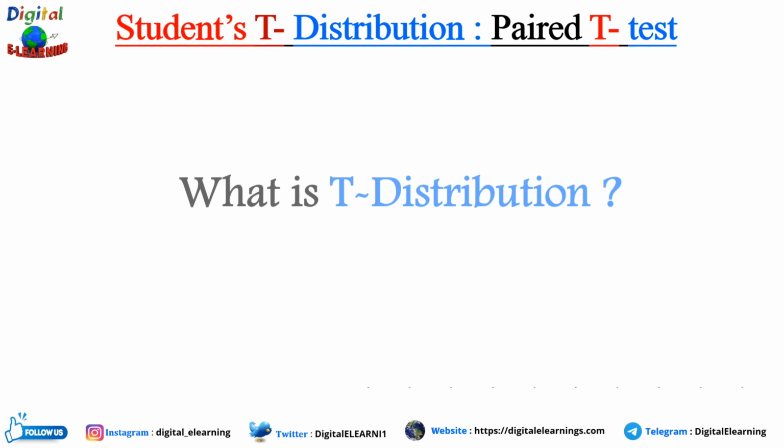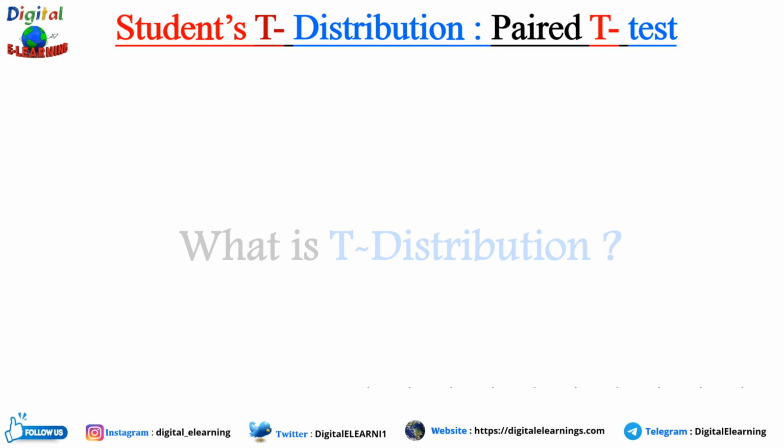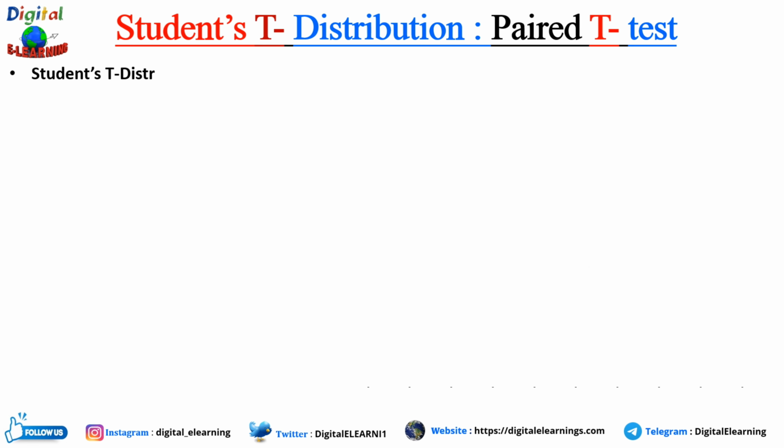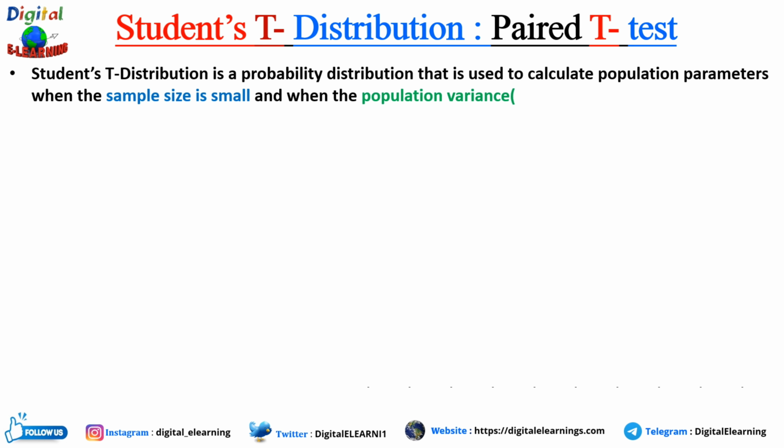Before we deep dive into what is a paired t-test, let us first understand the student t-distribution. Student t-distribution is a continuous probability distribution that is used to calculate the population parameters when the sample size is small. That means the sample size must be 30 or less than 30. And when the population variance is unknown, these two parameters should be considered. The sample size should be small and the population variance should be unknown.